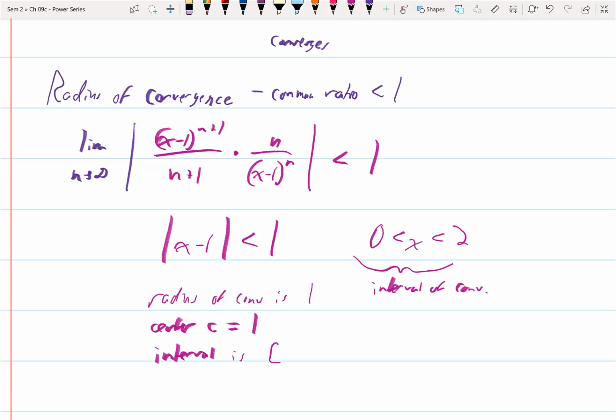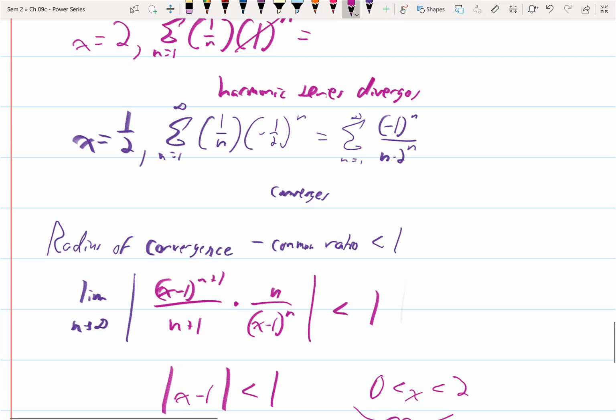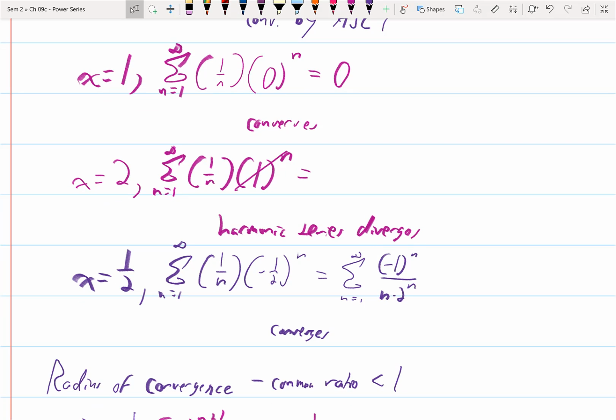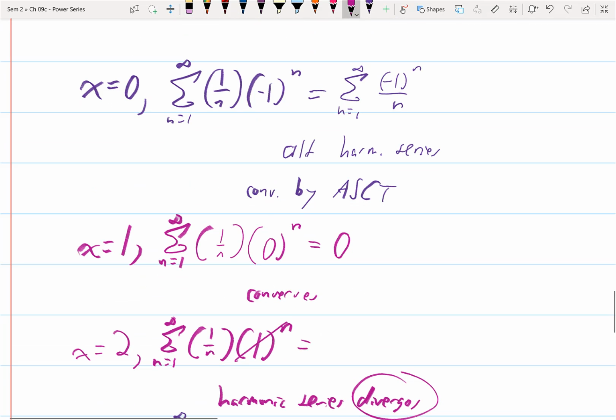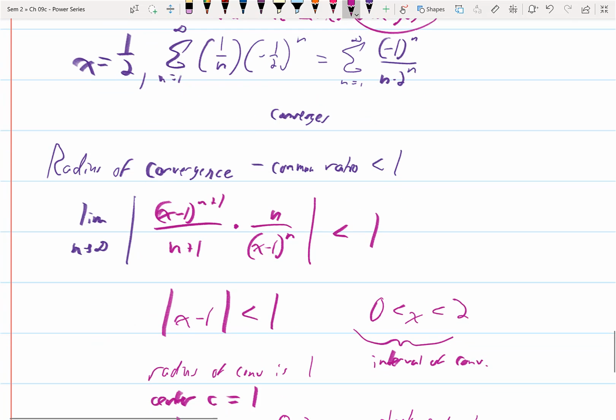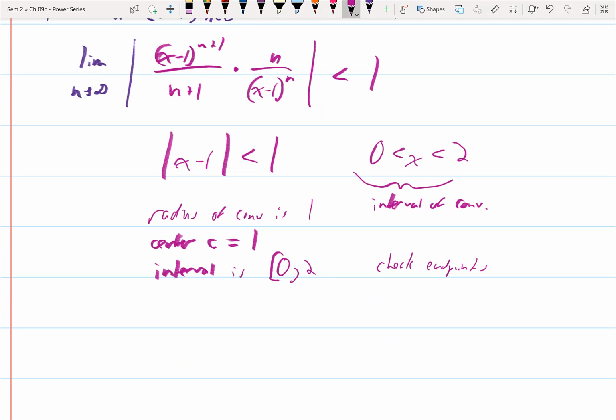Now, the thing is, if it's 0 to 2, I need to check my endpoints. So I'm not really checking right now. I know it's in between 0 and 2, but I don't know if 0 is going to work or 2 is going to work. So let's slide back up to here. x equals 2 caused it to diverge. 0 caused it to converge. So because of that, 0 is closed and 2 is open. And I'm going to make that reflect right here by adding this little closed in there. So what I'm going to say is that we must check endpoints using the technique we did up above.